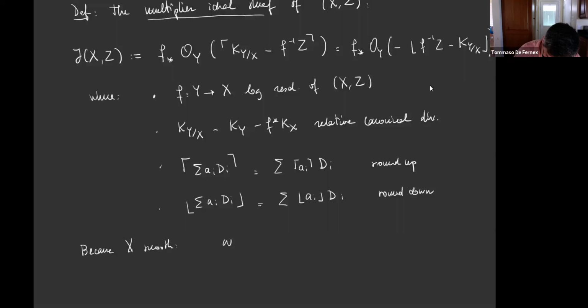This is characterized by the following property: omega_Y is the pullback of omega_X tensor O_Y of K_{Y/X}. Okay, so it's a divisor which satisfies this relation.